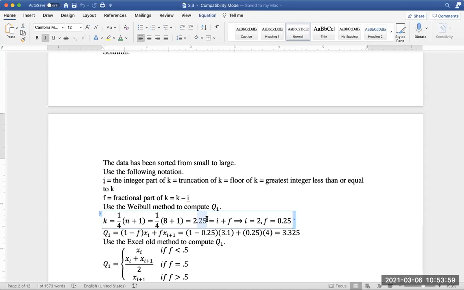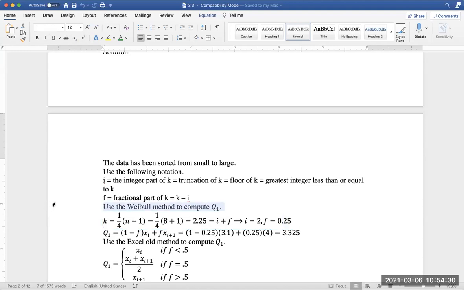And the fractional part is, well, everything else. Take the number and get rid of the integer part. So the fractional part of k is just k minus I, the integer part. And so in this case, it's just the 0.25.